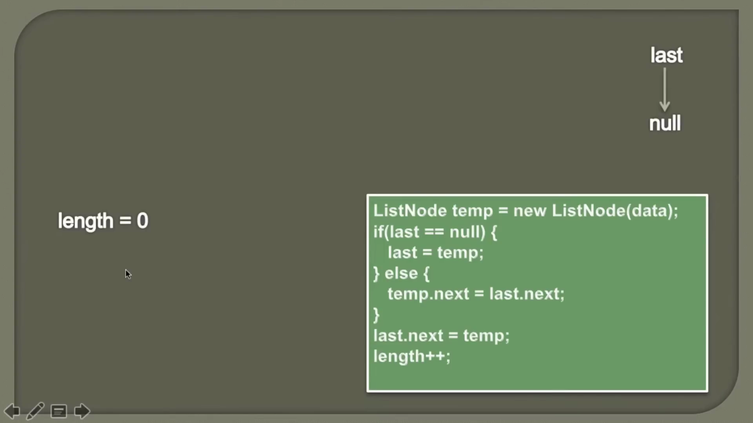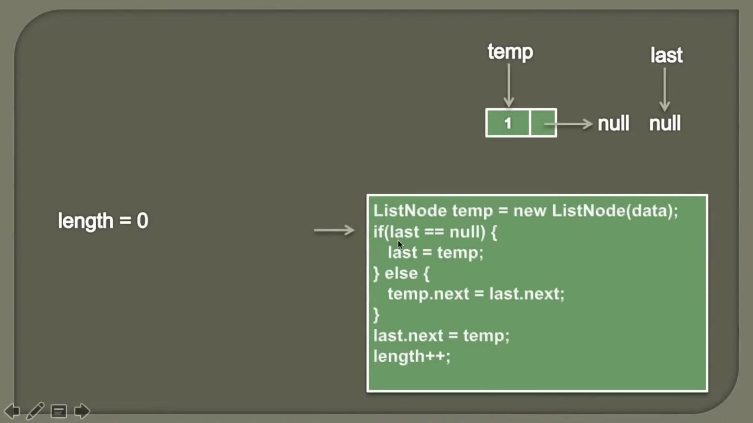Let's suppose we want to insert a node at the beginning of a circular singly linked list. In the first step, we are creating a list node by name temp, and we are passing in the data which we actually want to insert. So it looks something like this. Your temp variable is pointing to this list node having data as 1 and whose next is pointing to null.